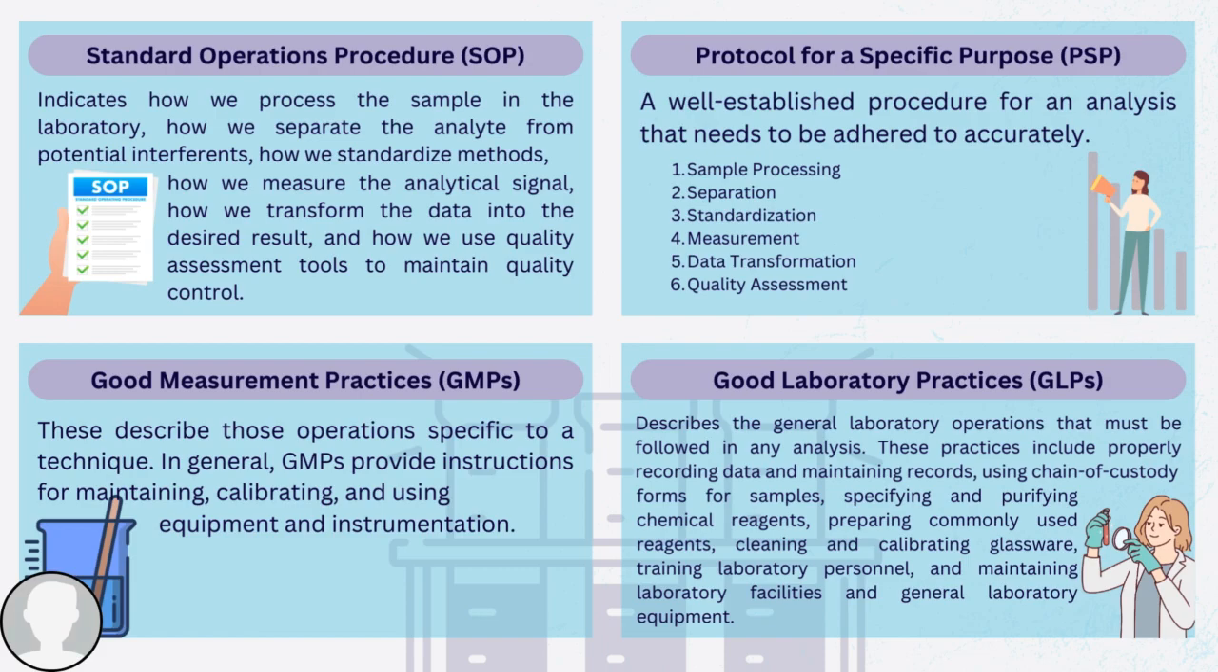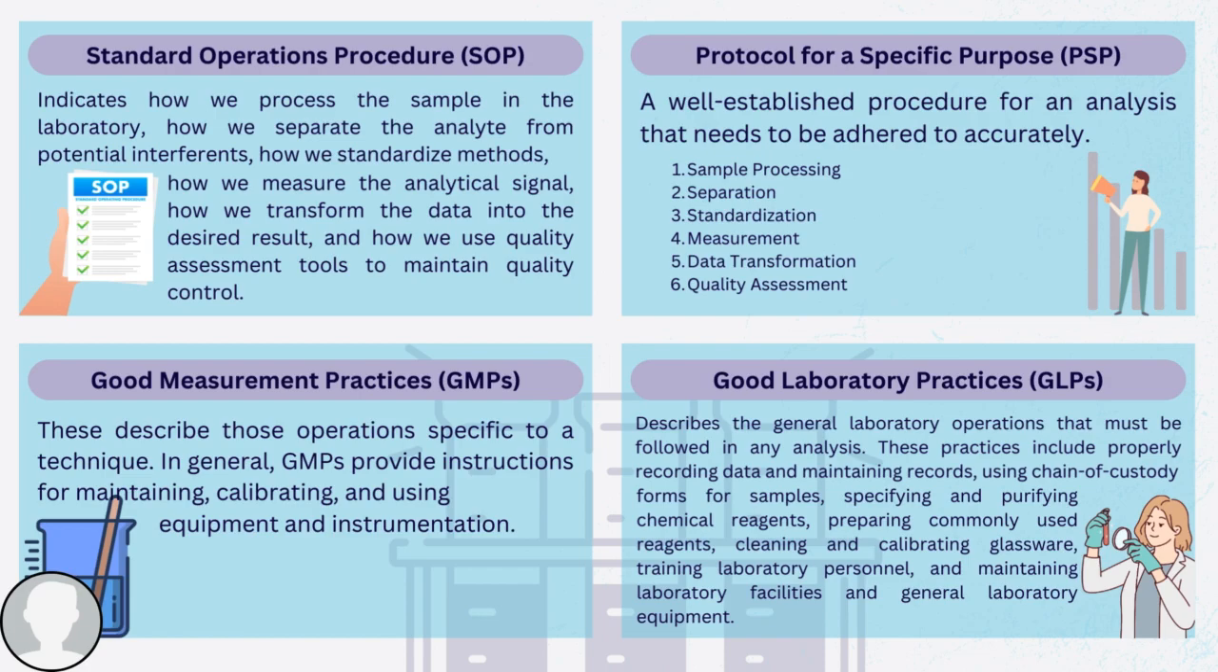First is sample processing. The sample is prepared for analysis. This could involve grinding, dissolving, diluting, or other processes to make the sample suitable for analysis. The second is separation. The analyte is separated from other components in the sample that could interfere with the analysis. Third is standardization. The method is calibrated using standards, and this ensures that the method is working correctly and provides a way to convert the analytical signal into a concentration or amount of the analyte.